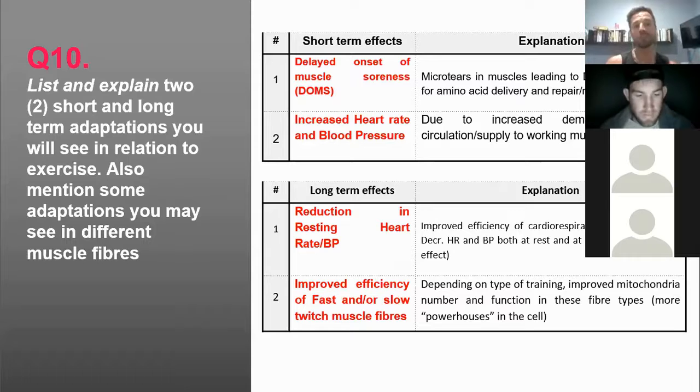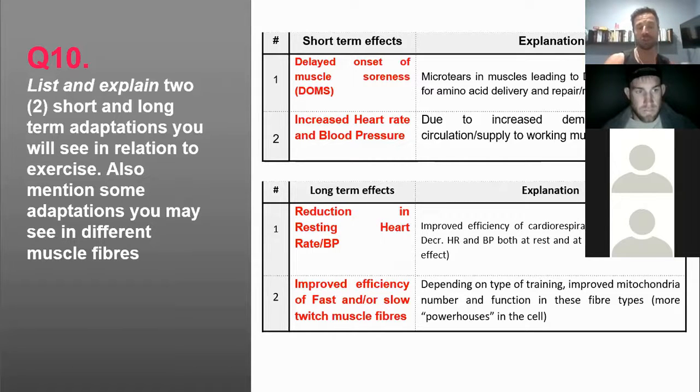The second one is obviously during a session, your heart rate's going to go up and your blood pressure is also going to go up during the session. That makes sense because there's increased demand of blood circulation supply to working muscles. If I put you on an assault bike and get you to go all out for 30 seconds, your quads and your shoulders and your back are screaming for energy. So our heart rate's going to come up, our blood pressure is going to go through the roof. That's okay short term, because long term, our blood pressure will go down and our resting heart rate will go down, as you can see in the next question, which is the long-term effects.